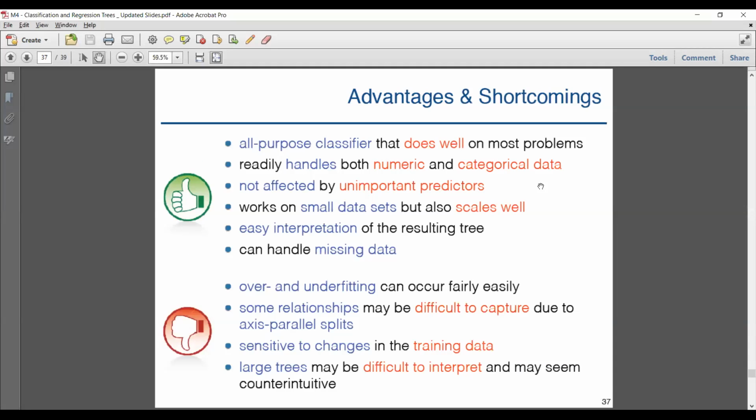Okay, so first of all, some advantages. So it's a classifier that actually does work on most of the problems, and it's a relatively simple algorithm, and it does well on many problems. It can handle both numerical data and categorical data very well. आपको बहुत ज़्यादा कोई इसमें pre-processing की as such ज़रूरत नहीं होती. Numerical variables को आपको कोई categorical में convert नहीं करना पड़ता.